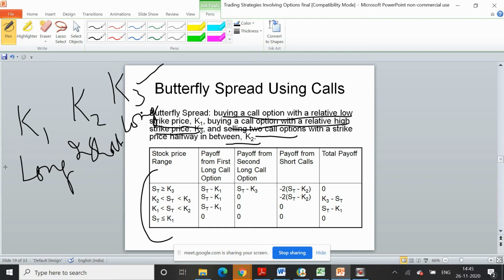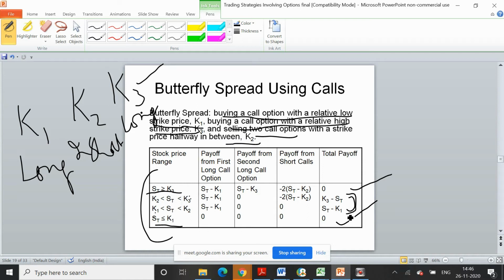Now in this scenario, if the price goes beyond K3, total payoff comes out to be 0. If the price goes less than K1, payoff is 0. If the price lies between K1 and K3, then you will have some profit. So butterfly spread strategy helps if you know the lower limit and upper limit for the underlying asset, that the stock price will not go beyond this lower and upper limit. It will lie somewhere in between.